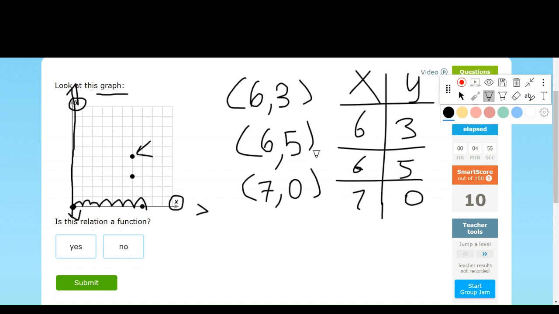Are there any x values that appear more than once here? Well, let's take a look. 6 appeared twice. 7 appeared once. Let's take a look at who 6 is paired up with. 6 is paired up with 3 and also paired up with 5. When that happens, we would say that is not a function.